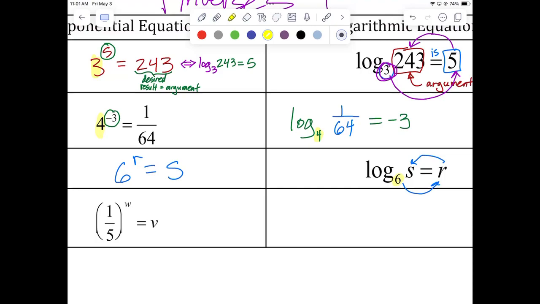The base is 6. Over here we call that the base, right? The log is the exponent. So if the log is r, the log is the exponent. So there's the exponent. And then the argument, s, is your desired result. Okay? And now you understand why it works.